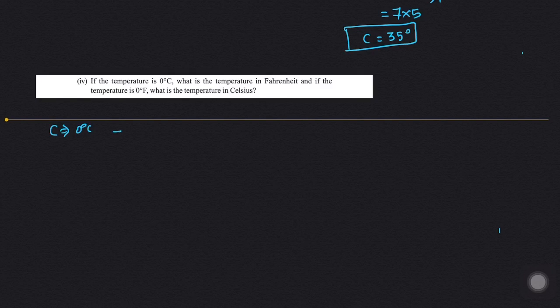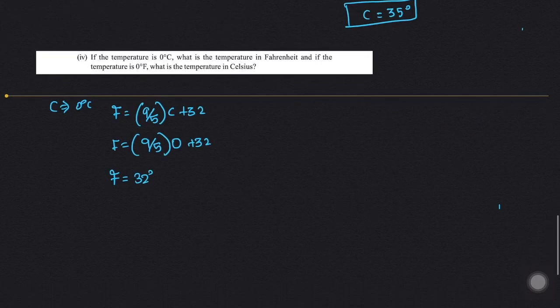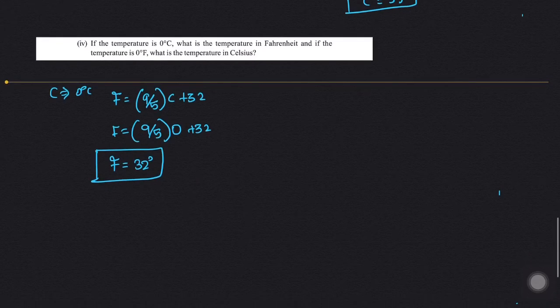So the given formula F is equal to 9 by 5 times C plus 32. So the C value is 0, means F is equal to 9 by 5 times 0 plus 32. So the final value F is equal to 32 degrees. So the meaning is 0 degrees Celsius is equal to 32 degrees Fahrenheit.